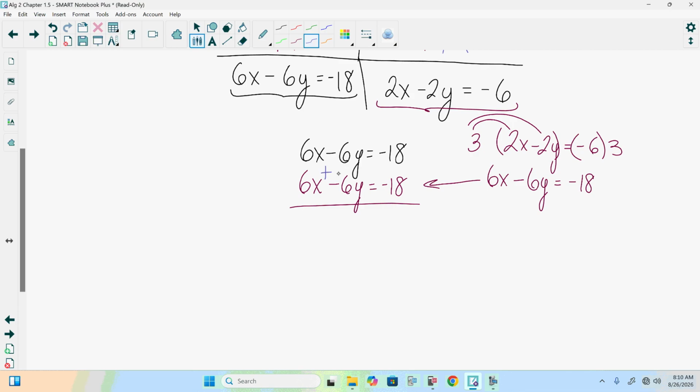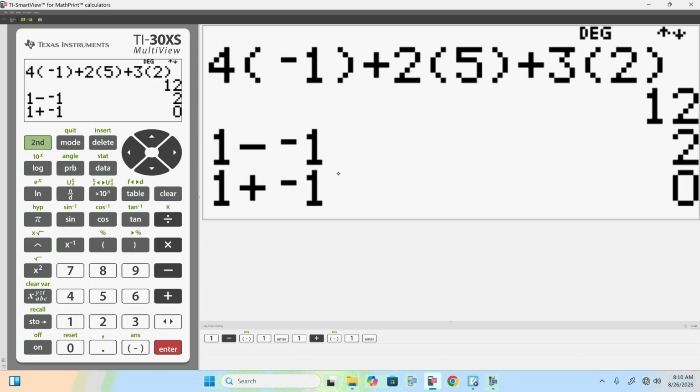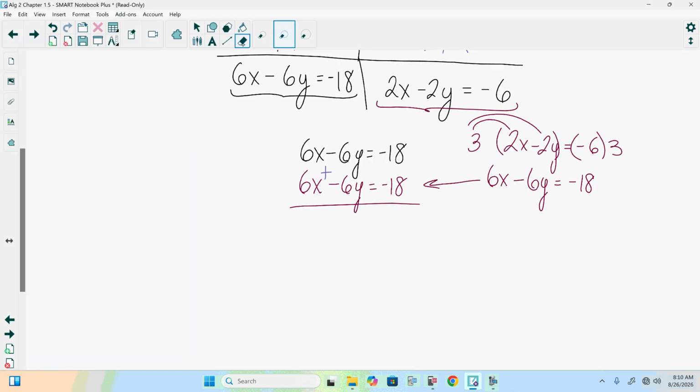Negative 6 plus negative 6. Negative 12. So let's try the other operation. Negative 6 minus negative 6, because the negative negative make a positive. So we have negative 6 plus 6 would indeed be 0.